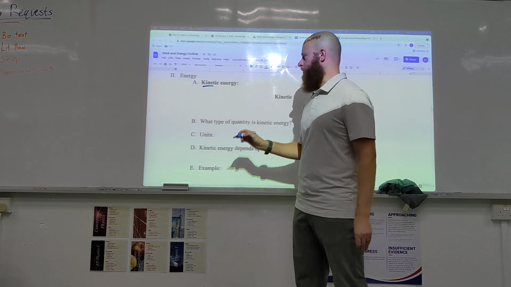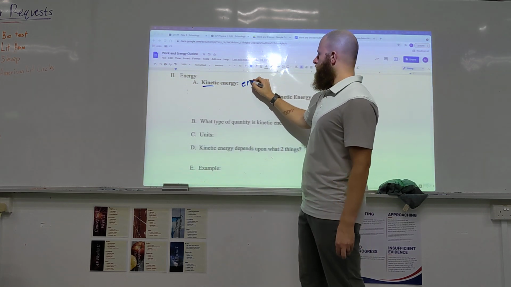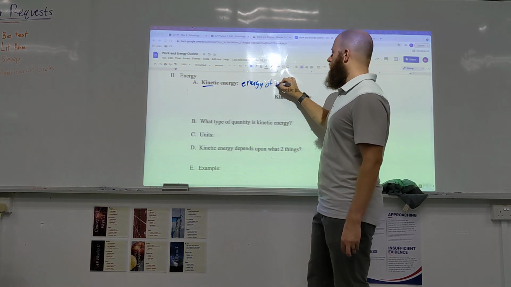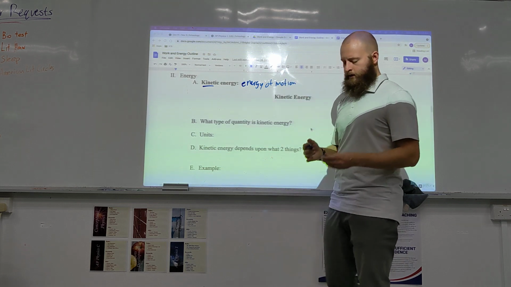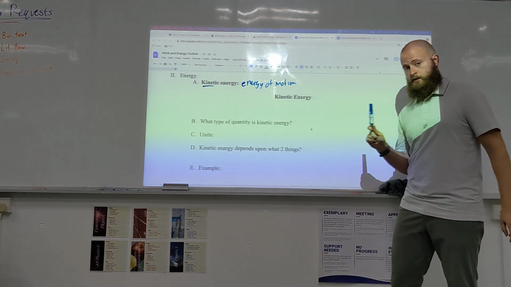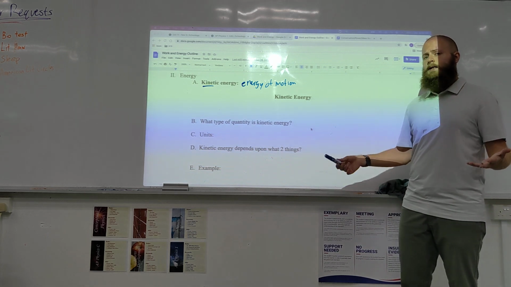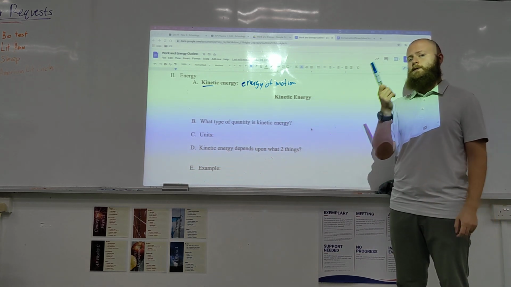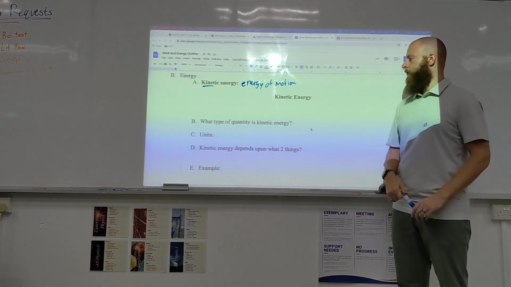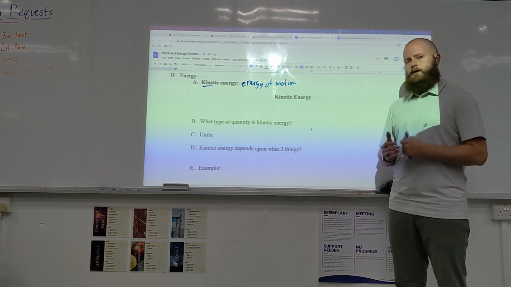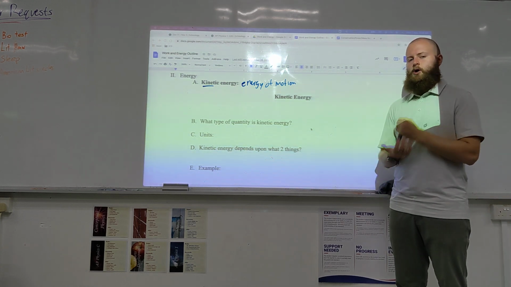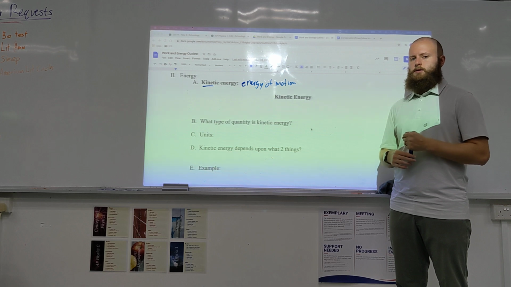Kinetic energy means motion. So this is the energy of motion. So the easiest way to think about it is I have something that's moving. What are the ways that it will be more painful if this moving object hits you? Okay? What are two ways that you can change how painful it would be?